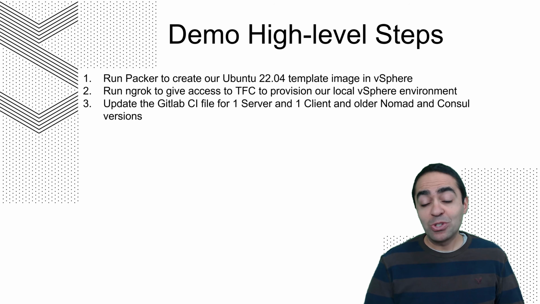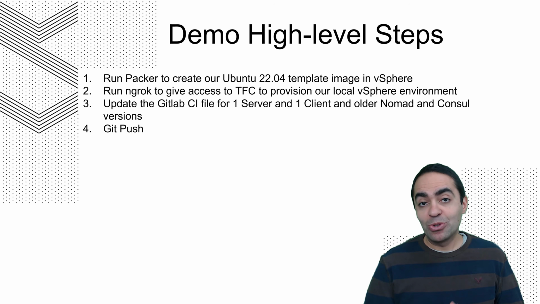Number 3 here, we're going to update the GitLab CI file, and that's the pipeline file, and say that we want one server and one client that we're going to use. And we're going to use an older version of Nomad and Consul, and we'll see how we're going to update that later.